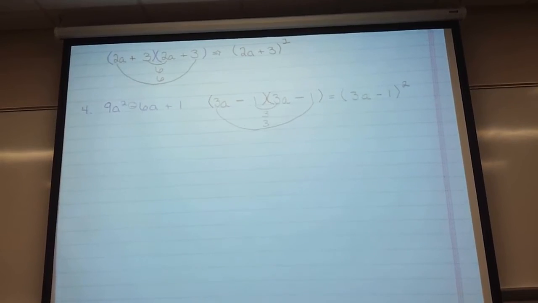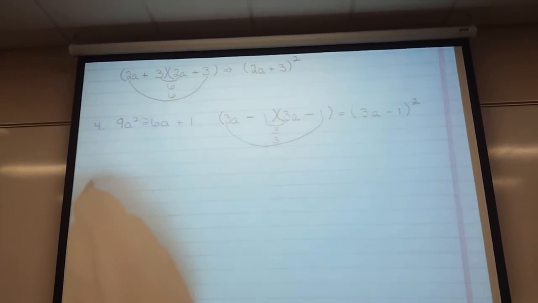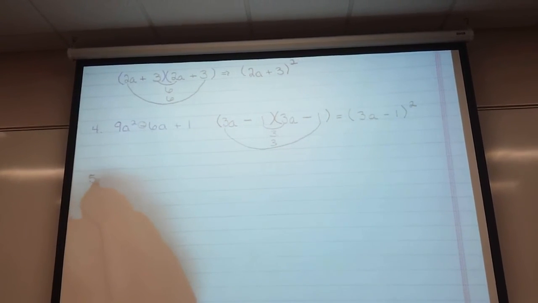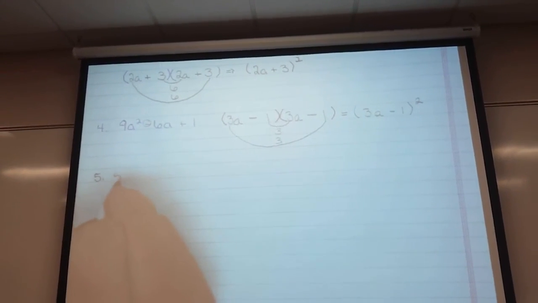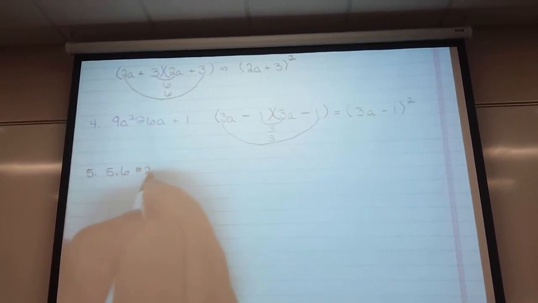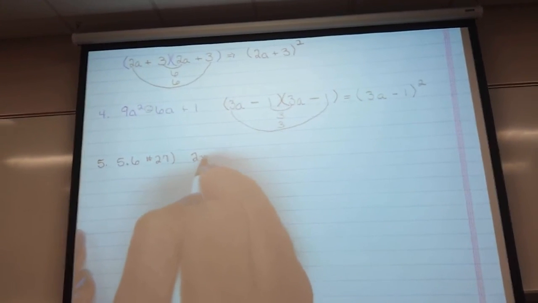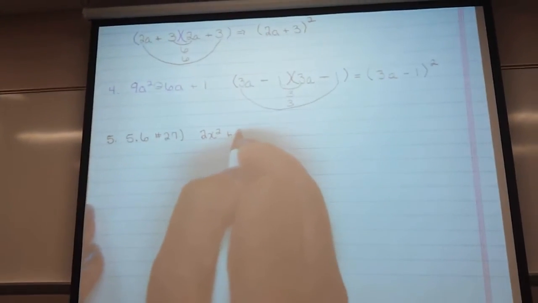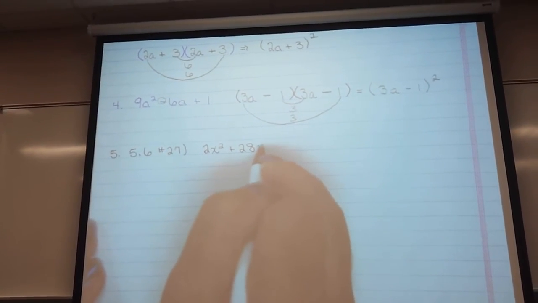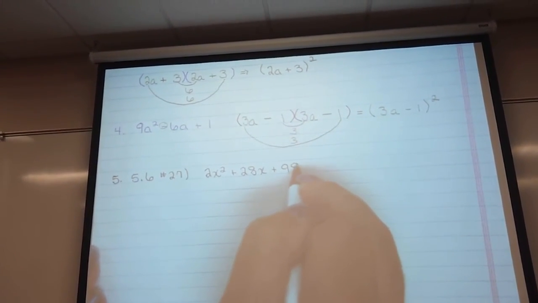Like I said, some of these are a little bit harder to just make up off the top of my head, but the one I see in the homework I kind of like, so I want to do it in class. This is from section 5.6, number 27. It looks like this: 2x squared plus 28x plus 98. Oh, those numbers are huge.